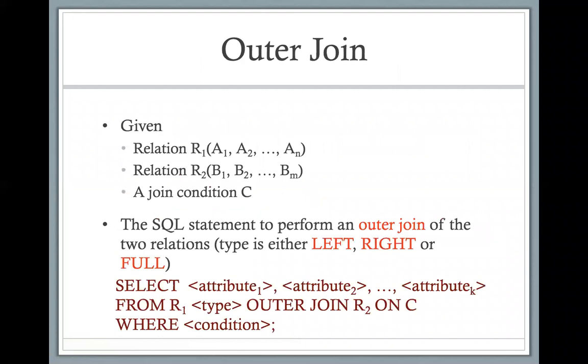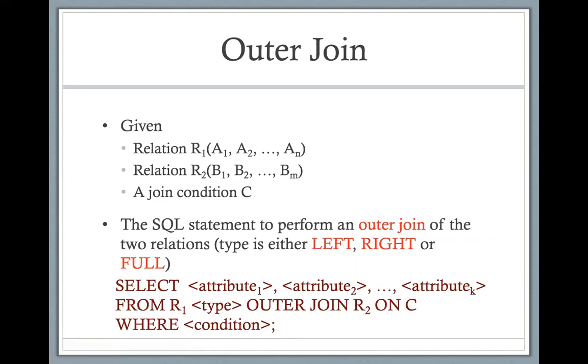Okay, outer join. Outer join, remember, looks at the dangling records, so records that are dangling will appear. Given two relations, R1 and R2, and a join condition C, the SQL statement to perform an outer join of these two relations, either left, right, or full, is as follows. You select a list of attributes from R1, then you specify left, right, or full outer join R2 on C, where condition. That's the only way of doing an outer join.